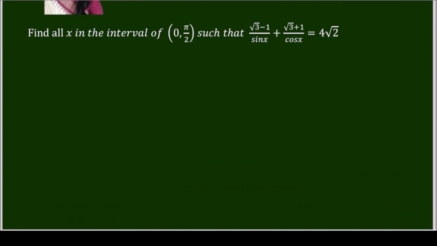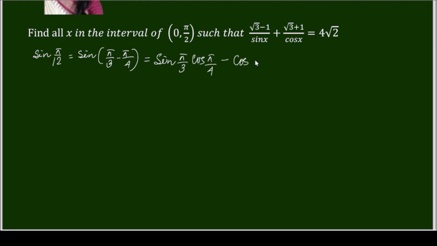So whenever we see root 3 plus 1 and root 3 minus 1, we should recall cos pi by 12 and sin pi by 12. Let us write sin pi over 12. If I want to evaluate it, I can write this as sin of (pi by 3 minus pi by 4). If we apply the formula, this will be sin pi by 3 cos pi by 4 minus cos pi by 3 sin pi by 4.